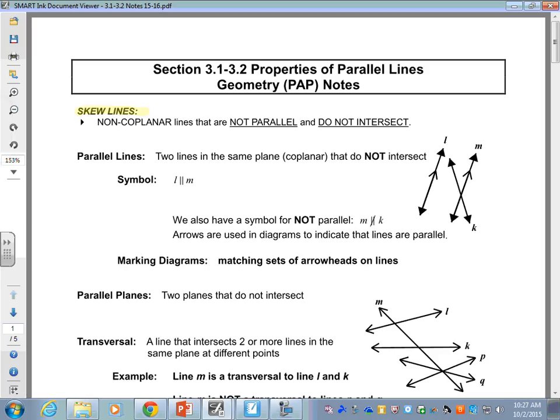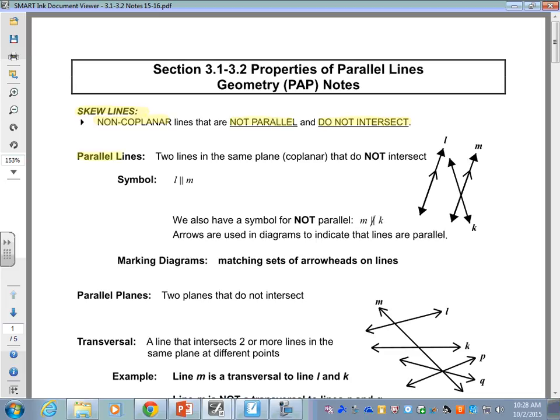I'll just highlight key information, and we're going to use the highlighting to make you see the relationships a little bit better. So we did skew lines at the beginning of the 6 weeks. They're non-coplanar, so they're not on the same plane. They are not parallel, and they do not intersect. Okay?